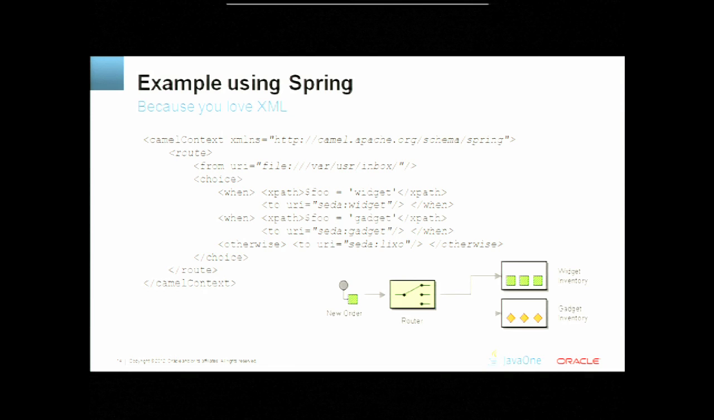So it will get the XML data, and with XPath, we can filter basically based on that data. And then we will dynamically route to some other endpoint. So for instance, we have widgets coming from the file going to the widget endpoint and gadgets to the gadget endpoint, just like the pattern says.